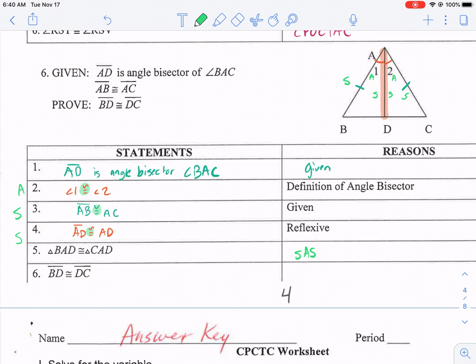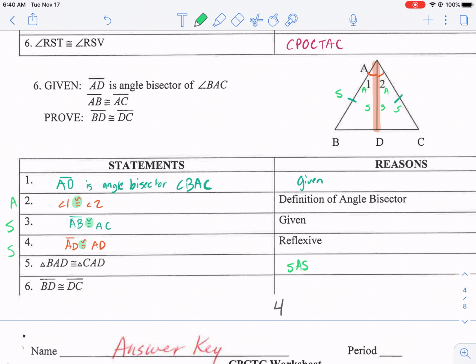So then we have BD congruent to DC. Why? Okay, this was our proof. This is what we wanted to prove from the beginning. Because of CPCTC, because these two triangles are congruent, everything about them is congruent. So there you have it.